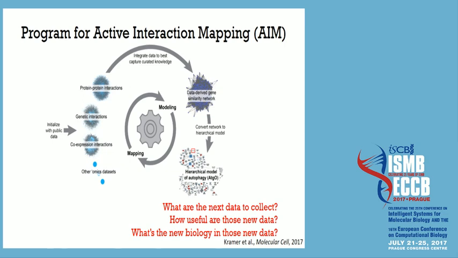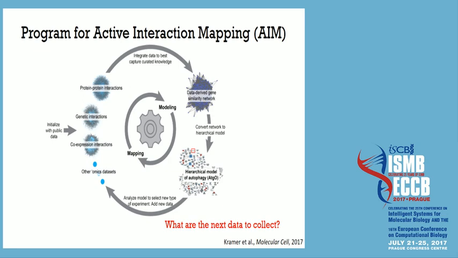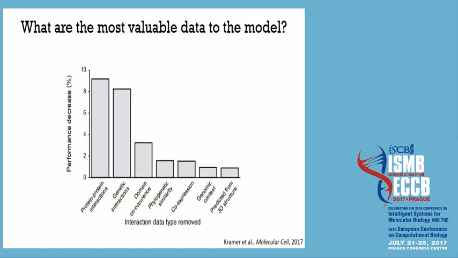And now we're ready to start answering these questions I promised you at the beginning. So step one, what are the next data that we should collect? To answer that, we want to try to find out what were the most important data so far for building this model. So we start dropping types of data from the model and watch how our performance degrades. When we do that, we see that the most important data were protein-protein interactions and genetic interactions. And then remember, the performance measure here is a Pearson correlation between our integrated network and the GO semantic similarity.